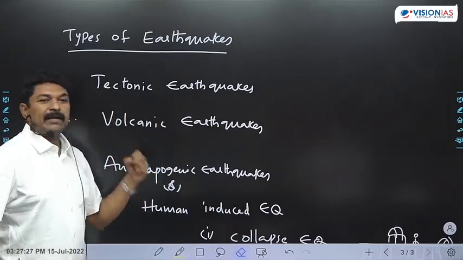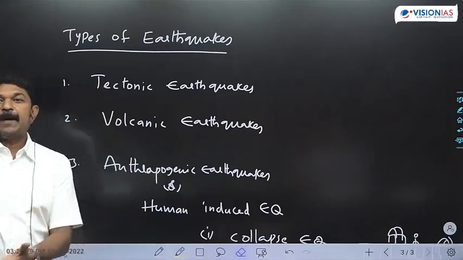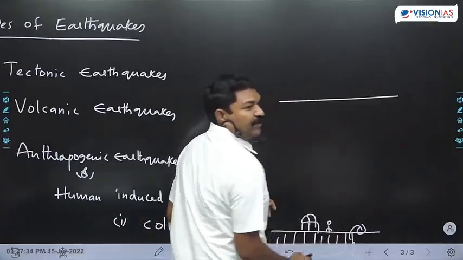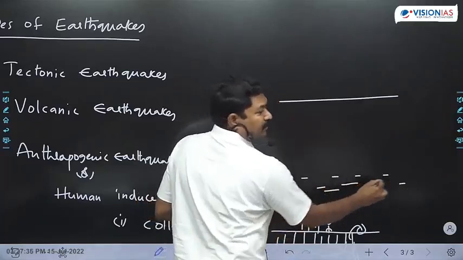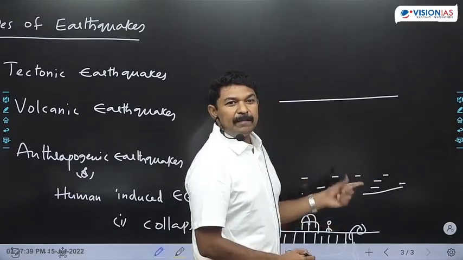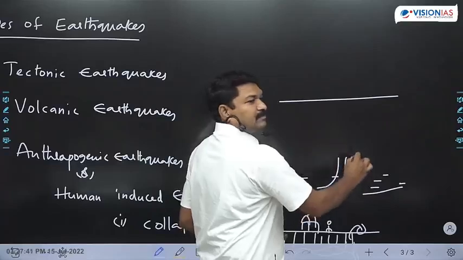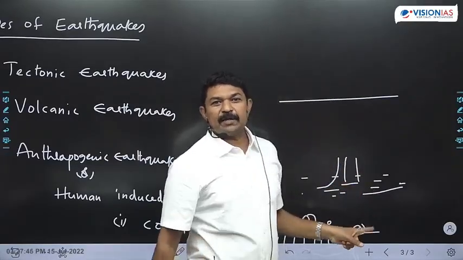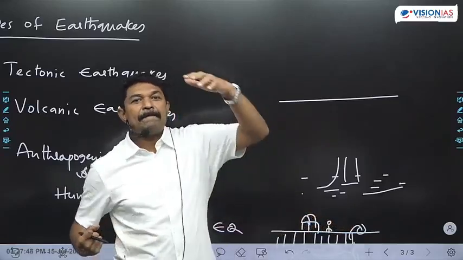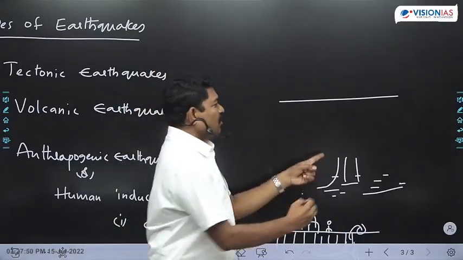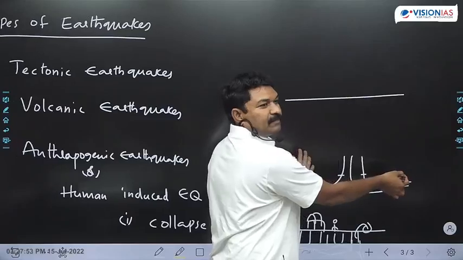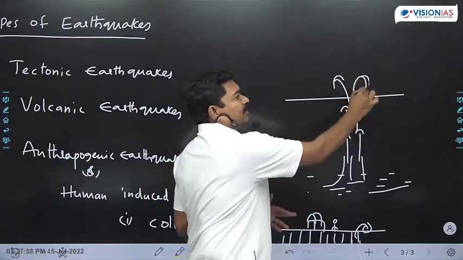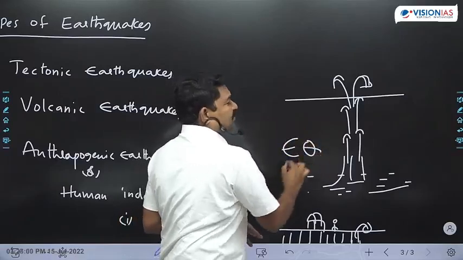Then what do you mean by volcanic earthquake? Whenever the magma is pumping up onto the surface from the deep inner layers, if this is the surface, this is a magma chamber. Wherever the rocks are weak, the magma will be punching. Magma punches the rock. Whenever the rock is punched, the rock breaks. When the rock breaks, what do we call this? Earthquake. Whenever the rock breaks, it is called an earthquake.